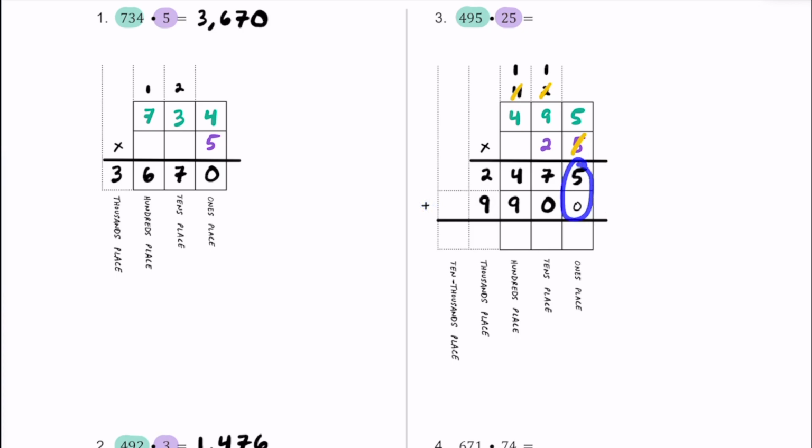So 5 plus 0, that's going to be 5. That's going to be the final ones place number. Then we have 7 plus 0, that's going to be 7. That's our final number in the tens place. Then we have 4 plus 9, which is 13. We'll put the 3 in the hundreds place and carry the 1 up here.